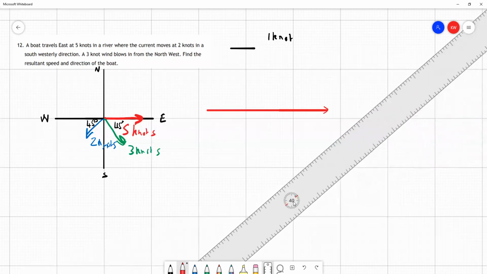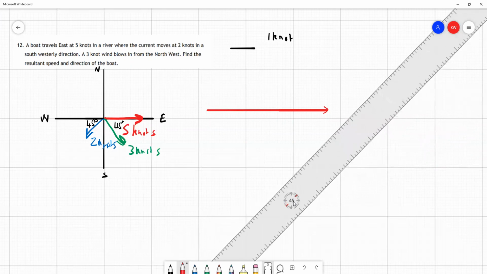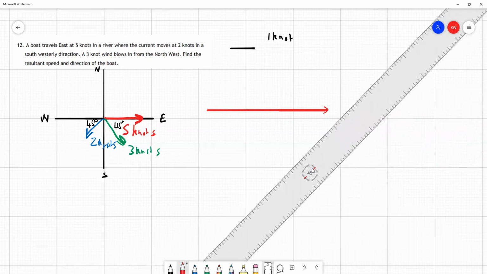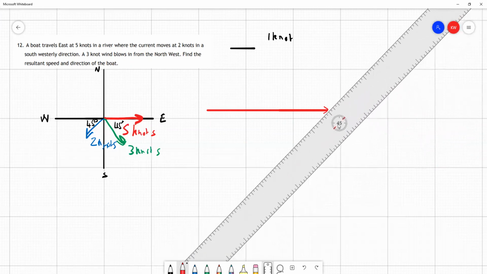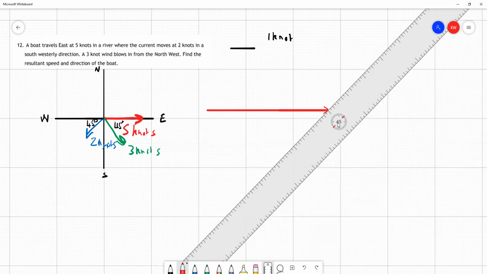So what you do with your compass, I'm doing with my ruler just now. You can check out my other video where I do everything with the compass as well. Starting point at the end of the vector, I'm going to take my blue pen here, and I'm going to do a line that is 2 units long. So there'll be 2 of these units on the ruler.